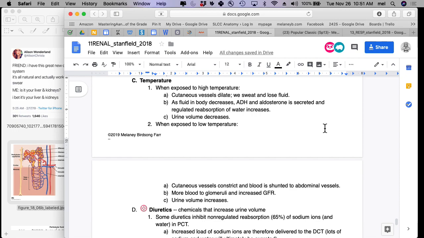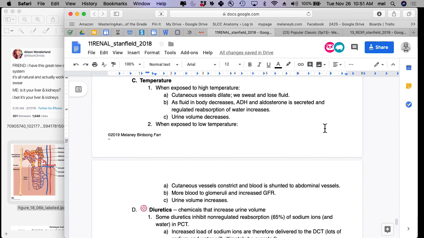So when exposed to high temperatures, what occurs? Your cutaneous vessels will dilate to cool you down. You're going to sweat and lose fluid and ions that way. Since you're sweating and losing fluid and ions that way, you don't need to lose fluid and ions at your kidneys. So as the fluid in the body decreases, ADH and potentially aldosterone is going to be secreted because you lost salt as well. So you need to hold on to salt at your kidneys. And so the regulated reabsorption of sodium and water is going to increase. So when you're hot, you sweat a lot and you don't pee a lot. Yes? Does that make sense?